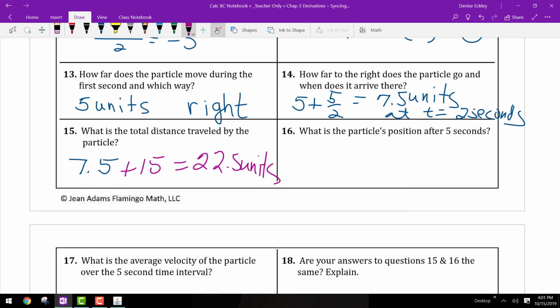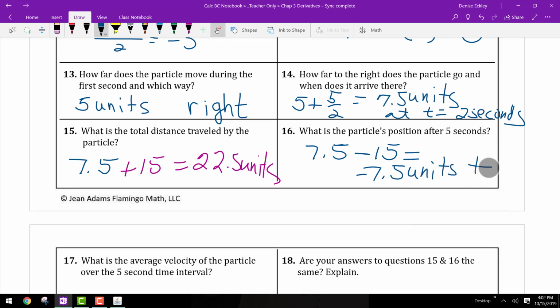And then what is the particle's position after 5 seconds? So what we want to see is, from what we did in the previous problem, that it moves 7.5 units to the right, and then over the next 3 seconds, it's going left 15 units. So it's actually negative 7.5 units, to the left of the start.